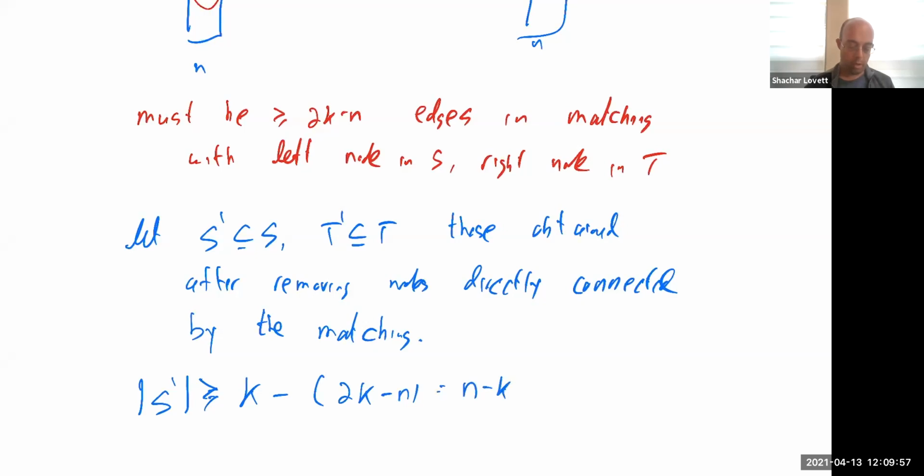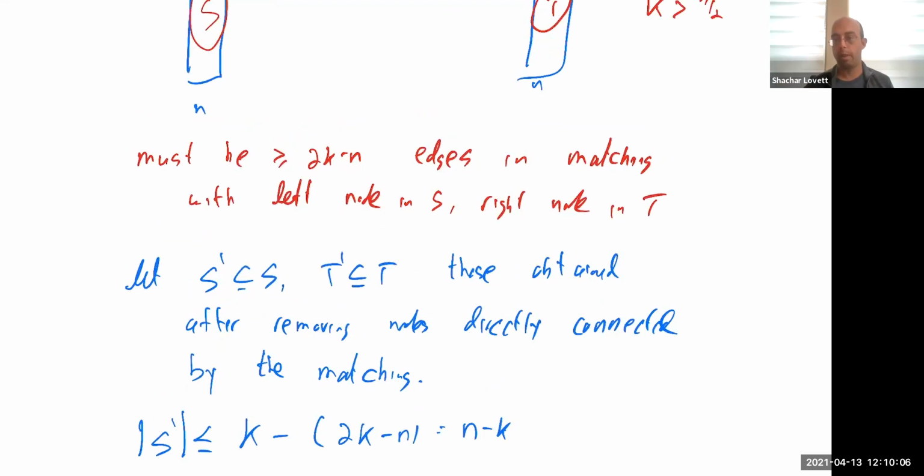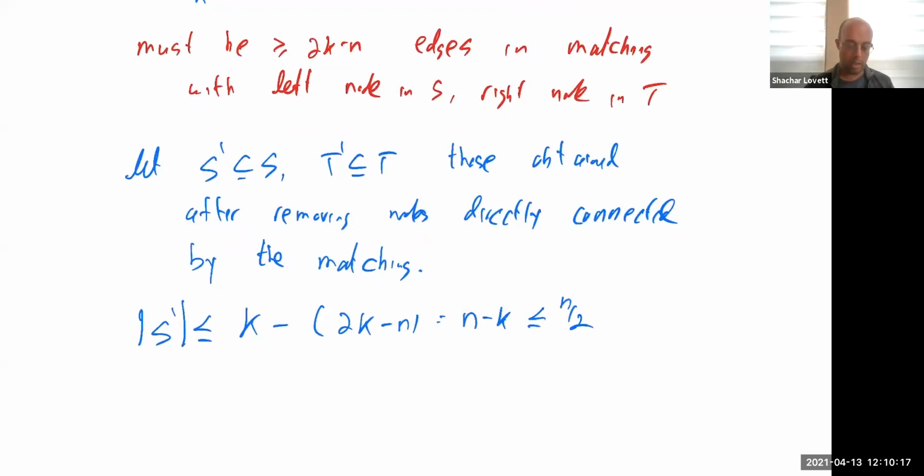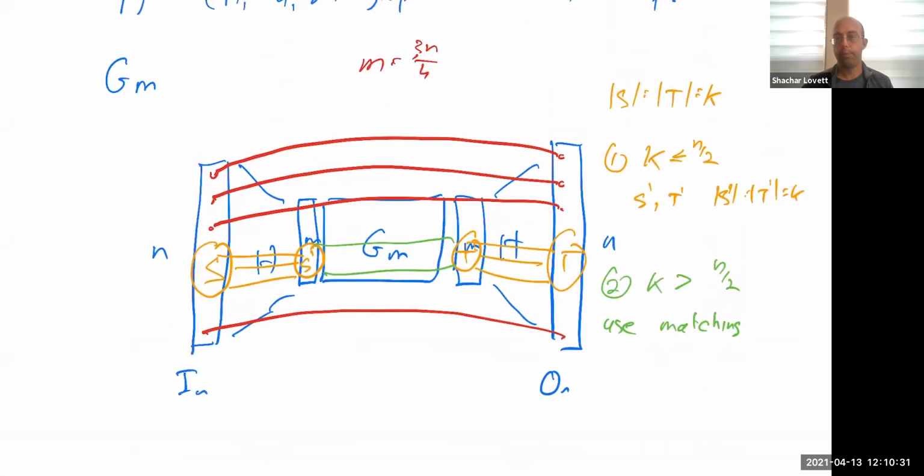Sorry, it's not the other way around. S prime has size at most that: it had K nodes, and we removed at least 2K minus n edges, so we can connect these nodes directly. So this is n minus K, and because K is more than n over 2, this is less than n over 2. Similarly for T prime. So now we reduce to the case where S and T have size less than n over 2, where we go back to the first case. Okay, and this finishes the proof.